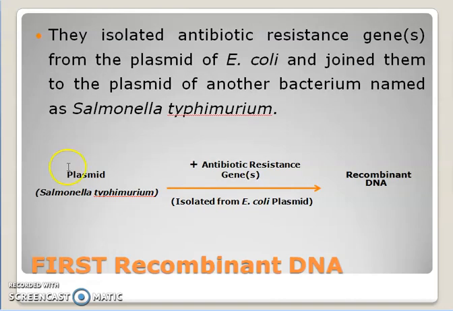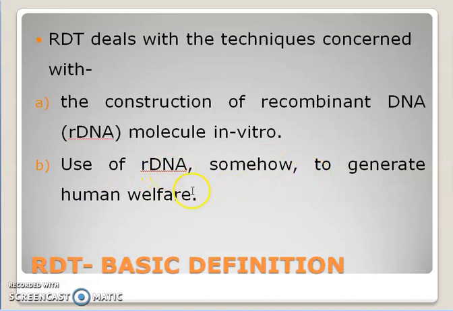So what is RDT now? We can say that RDT is basically concerned with the construction of recombinant DNA. Now, the second most important part of RDT is the use of that rDNA for generating some kind of human welfare. How it can be used, how it can generate human welfare. The techniques are highly diverse and differ from one point to another. And these techniques we will discuss through our lectures successively. We will go into deep details of the same.